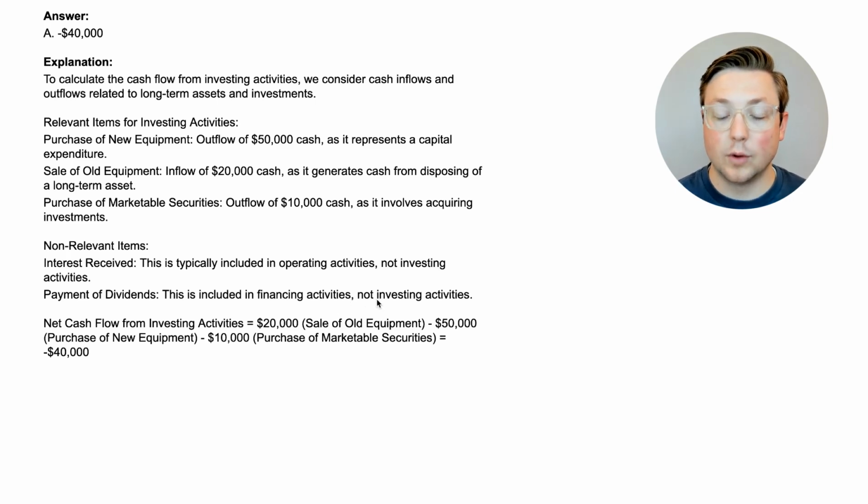So total, they have the sale of the old equipment, less the purchase of the new equipment, less the purchase of marketable securities, and that's a $40,000 total cash outflow. So let's do one more question for investing activities to get a little bit more of an idea.